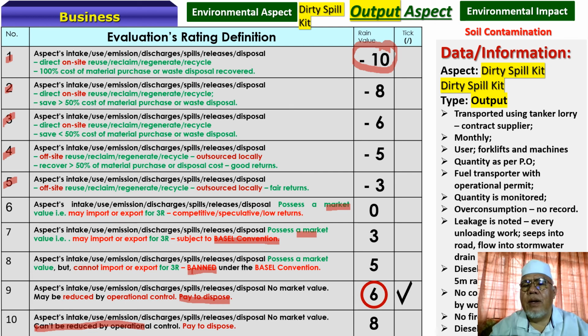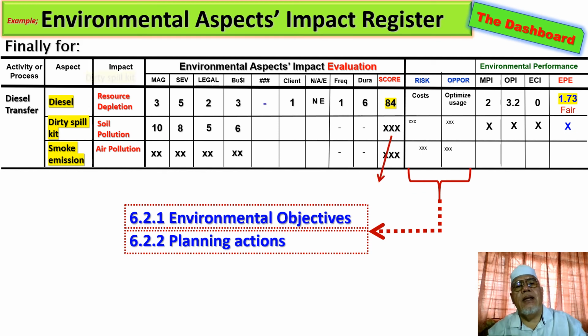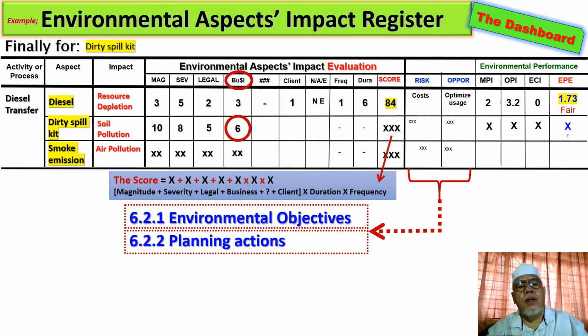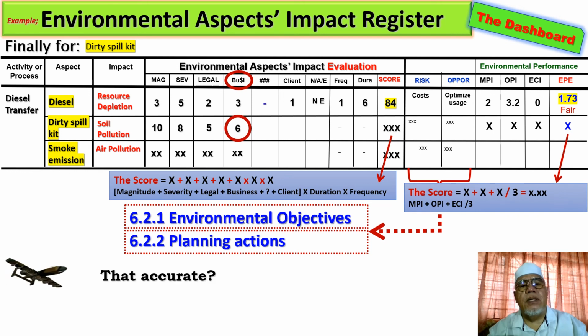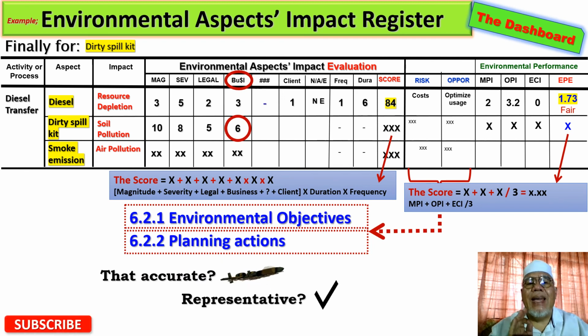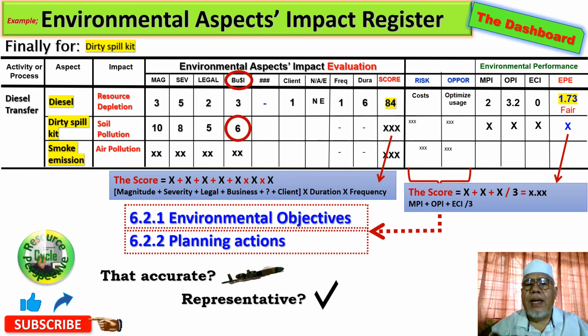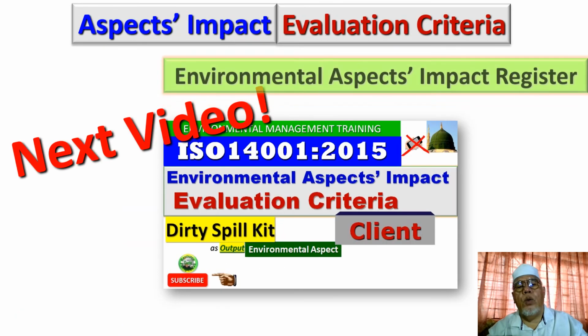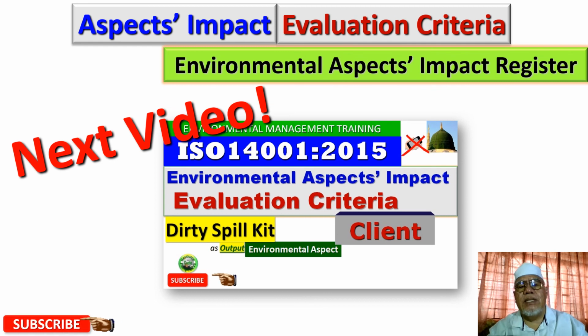Okay, so we have got 6 for this particular evaluation criteria for dirty spill kit. So 6 is there. So we have done business criteria as an environmental impact to this company. Okay, there is an impact. Okay, I believe we are there already, and I hope to see you in the next video, where we will discuss another criteria, client. Remember, compliance obligations, we put them there in this evaluation, client.